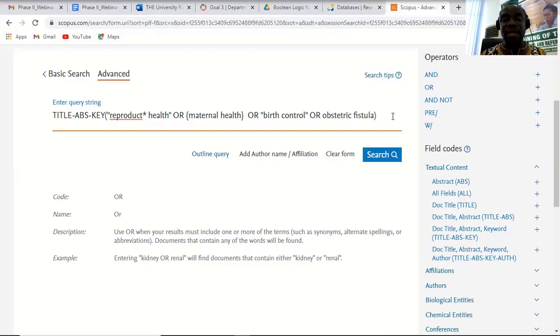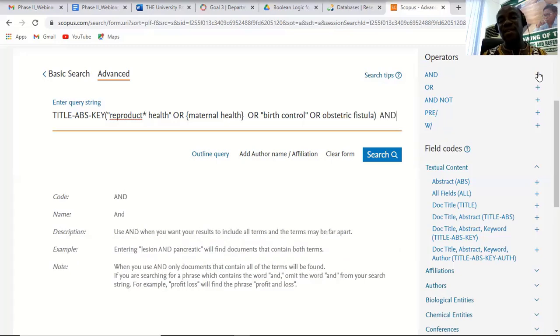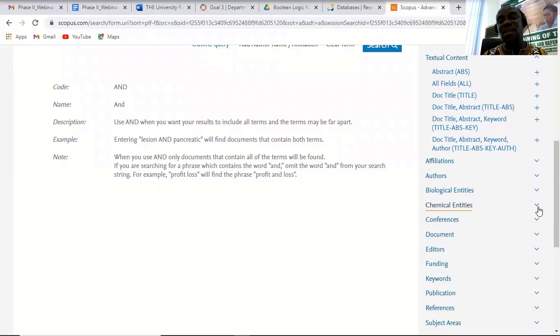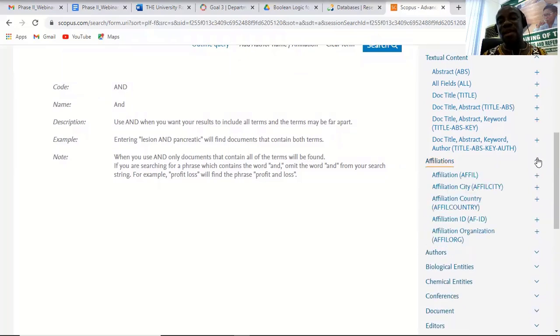Now, after this, we want to search in conjunction with UHAS. So we want to find out in UHAS, has there been any publication with any of these themes? So we go to the AND operator. We add AND. But before we put in our search term, we want to search UHAS as an affiliation. And so we go for the affiliations code. That's a field code for affiliations. And we are using affiliations.